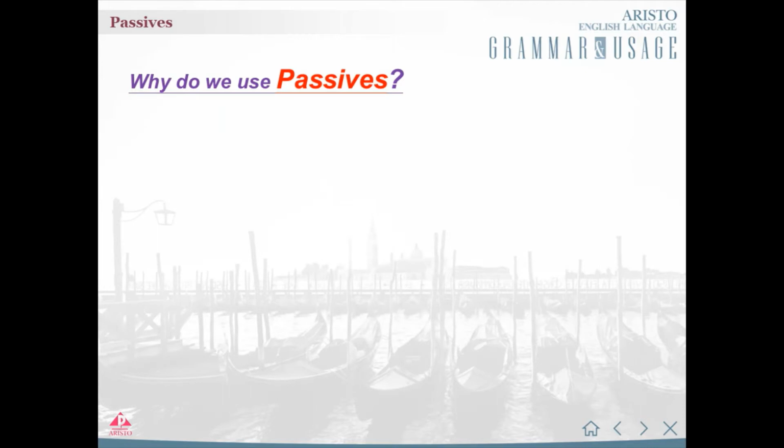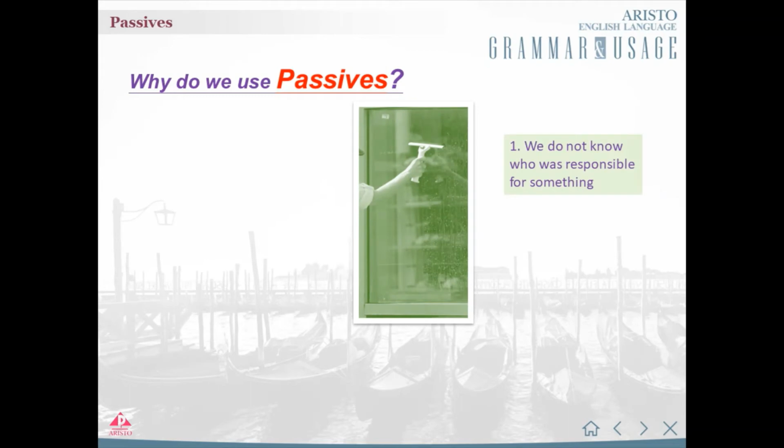After talking about how we form the passive, let's talk about why we use it. We use it for two main reasons. Firstly, we use it when we do not know who or what was responsible for something. For example, if we do not know who is cleaning the window, we can use the passive.